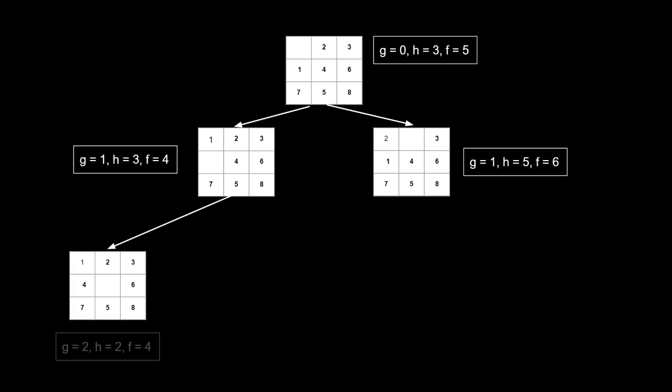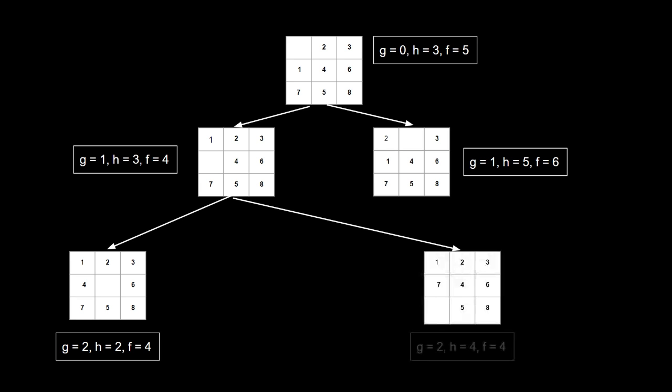Again, for this state, we have two possible child states. The G score increases to 2 here, as again we have made two moves. We select the state with the least F score to be in our optimal path. So, this is how G, H, and F are calculated.